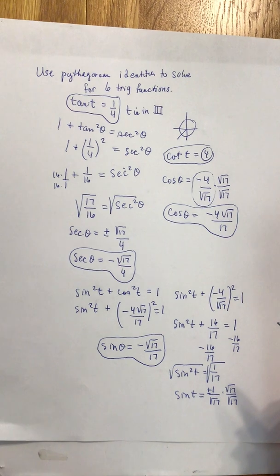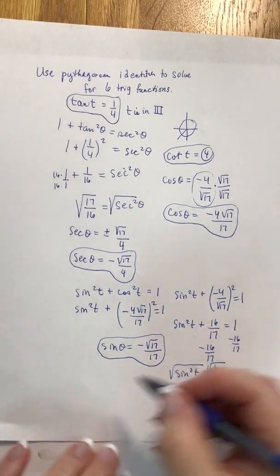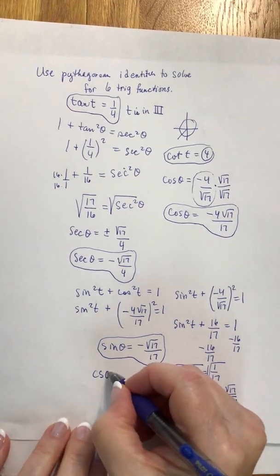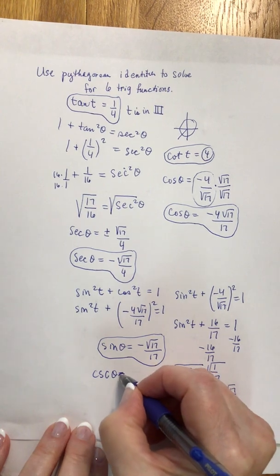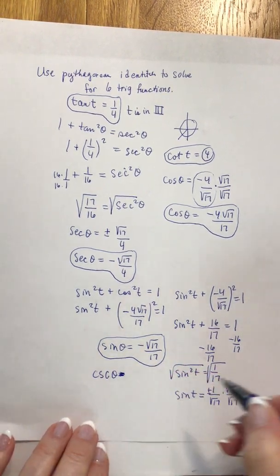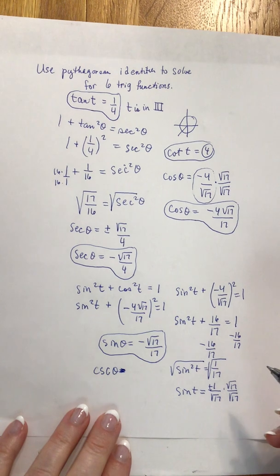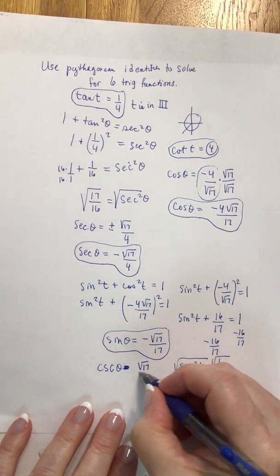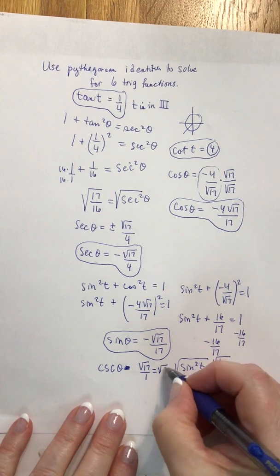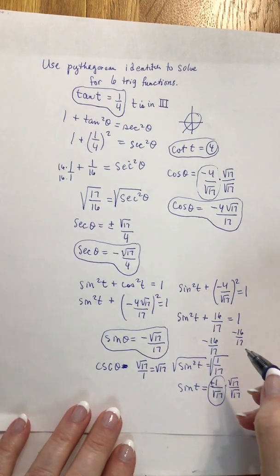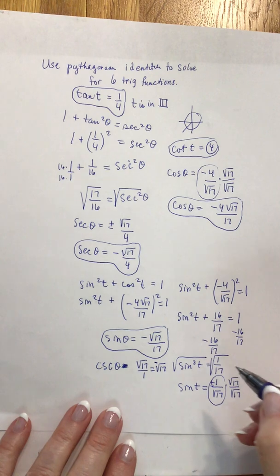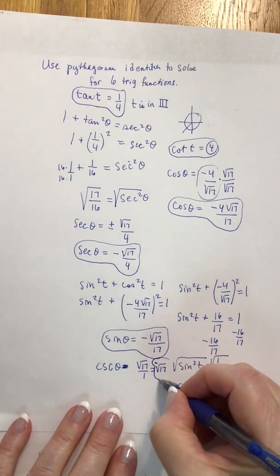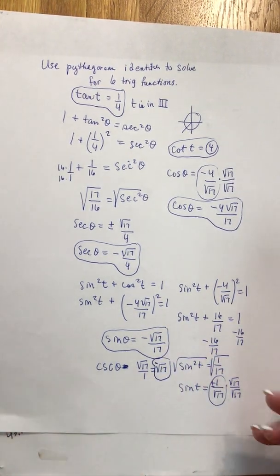So now we want to find cosecant theta. So cosecant theta is going to be the reciprocal of sine, so we're going to go back here to this. So we're going to get square root of 17 over 1, which is just square root of 17, but we know we're in quadrant 3, so it's going to be negative square root of 17. And so then we've used it to find all 6 of the trig functions.